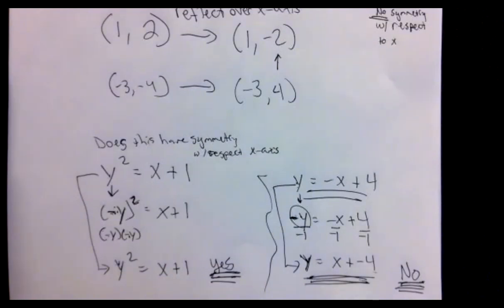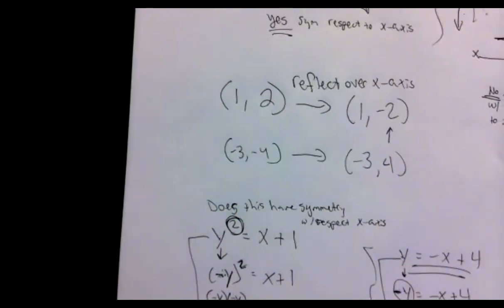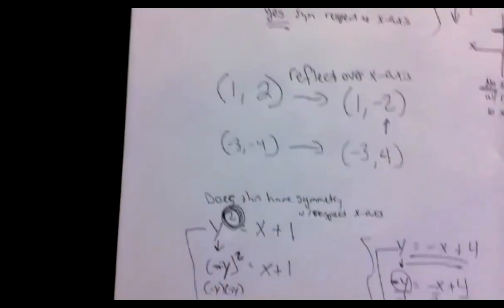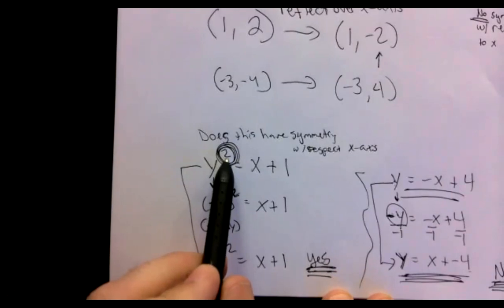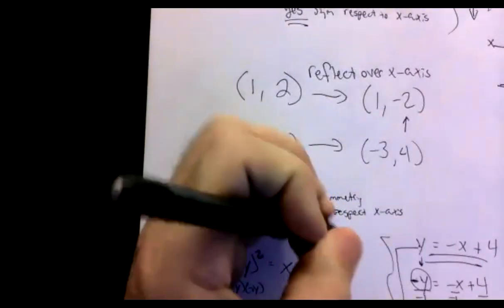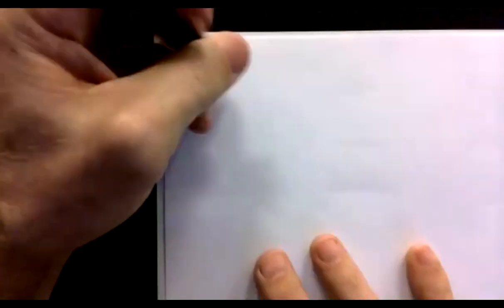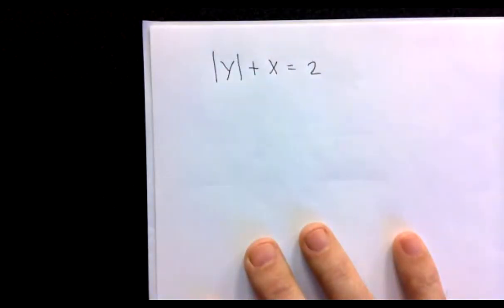To me, one thing that's going to make this a little less confusing is there's really only a couple of things that can make this function have symmetry. Basically, if you've got y to an even power, like a 2 or a 4 or a 6, and again, that's a power, not a multiplier, that will cause symmetry, or absolute value. So for example, let's get a clean sheet of paper: the absolute value of y plus x equals 2.